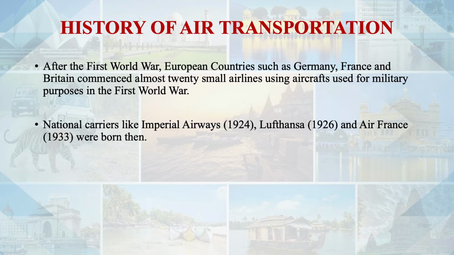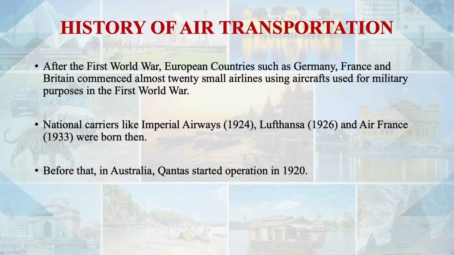National carriers like Imperial Airlines, Lufthansa, Air France were also born after that. Before that, in Australia, Qantas, another major airline of Australia, started operation. That started way back in 1920 itself.